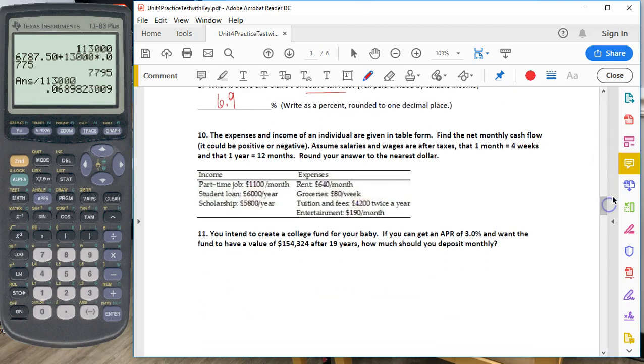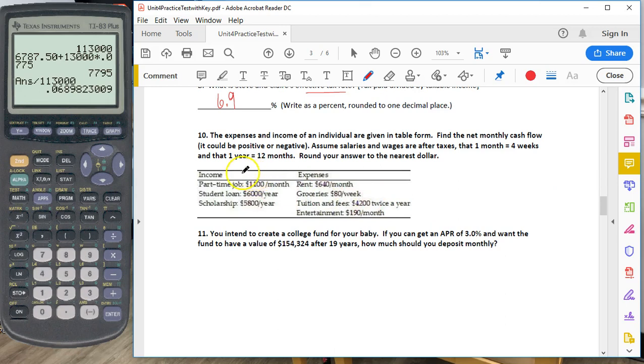Two more. These are more towards the beginning part of Chapter 4. I have expenses and incomes. We're going to assume a month has 4 weeks and a year has 12 months. We want to find our monthly cash flow. Remember, cash flow can be negative. You don't want it to be negative, but it can be.